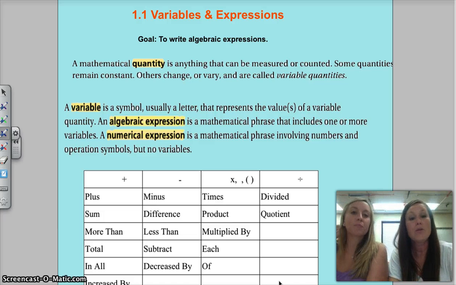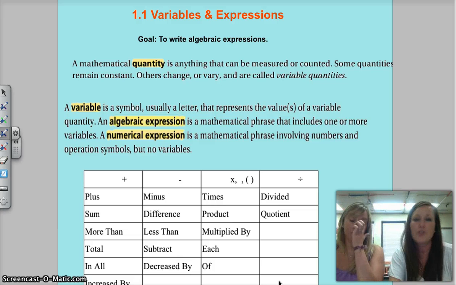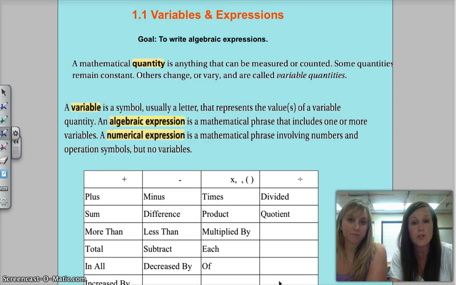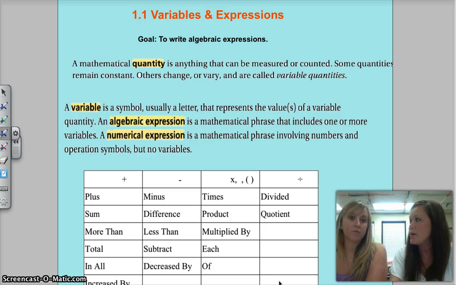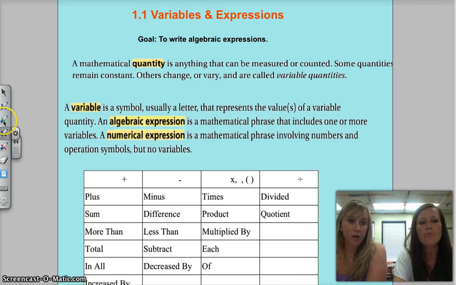Anyway, what we're going to do is teach you the easy stuff at home. Then you're going to come to school and do the hard stuff at school. So we're going to work our way into that. Let's get started. You should have out your 1.1 variables and expressions notes. Our goal today is to write algebraic expressions, which is one of our first terms.